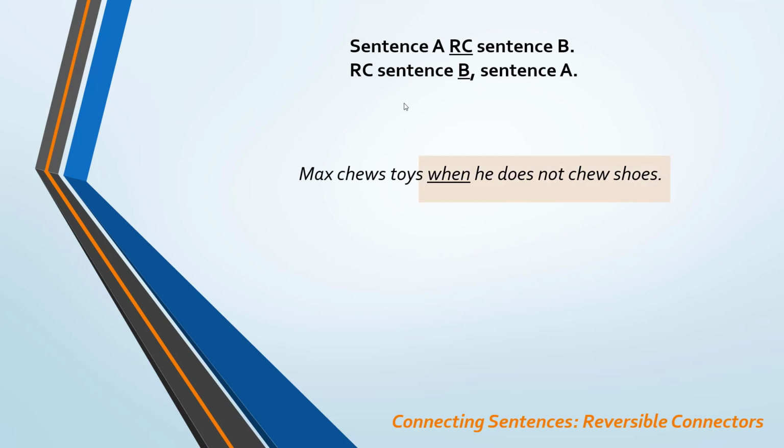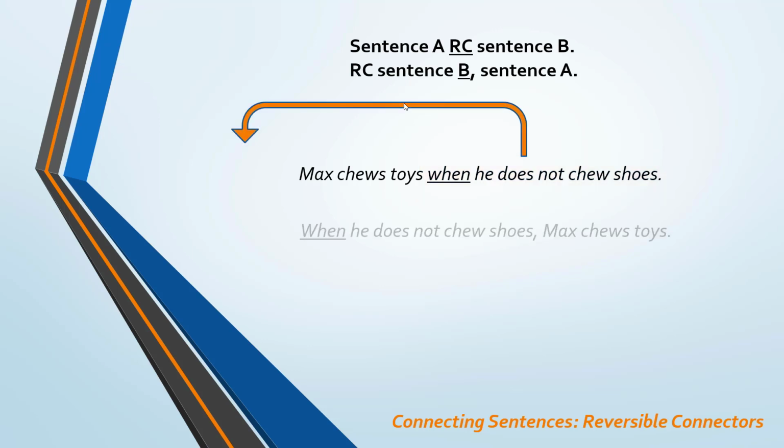So again, I take the connecting word, the second half of the sentence, I move them around to the front, and then I add a comma at the end of that second idea that is now sitting in the first idea position. So I say, when he does not chew shoes, comma, Max chews toys. That actually makes sense. It's a reversible connection. So I can take my connector and my second thought and I can put them at the beginning of the sentence and it still makes sense.